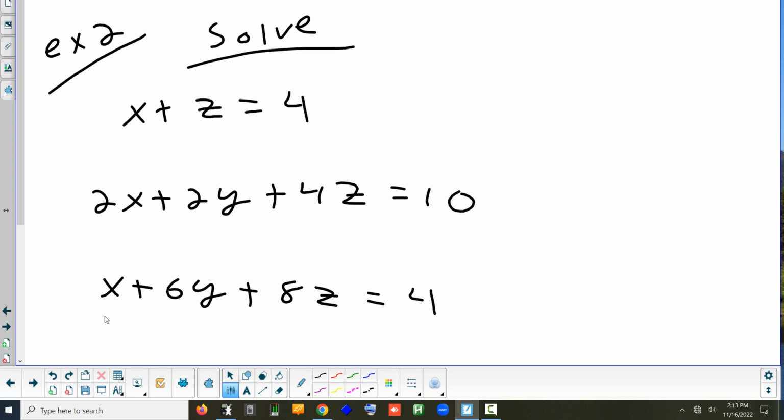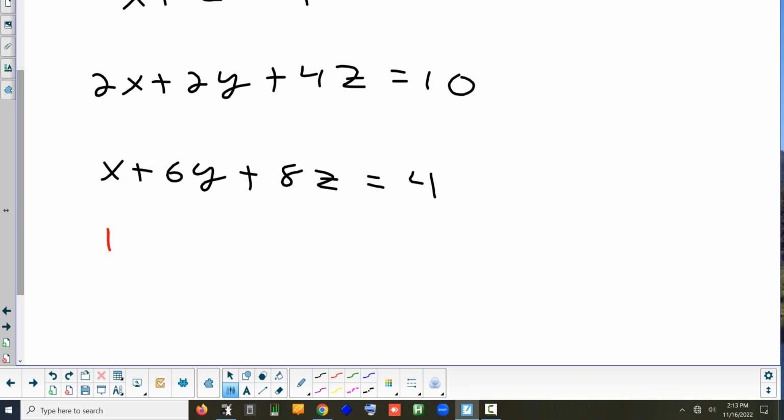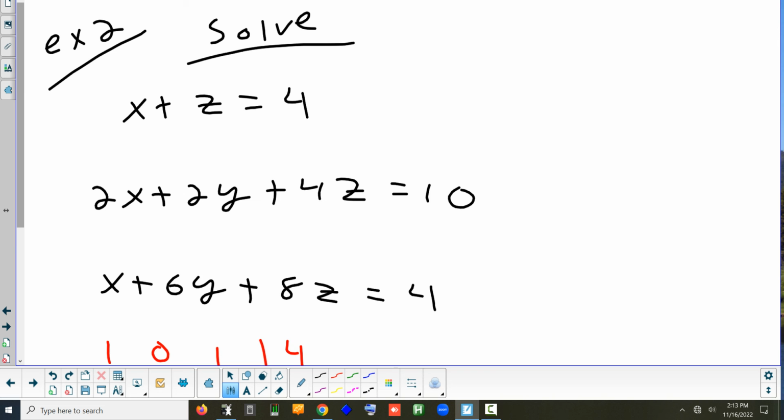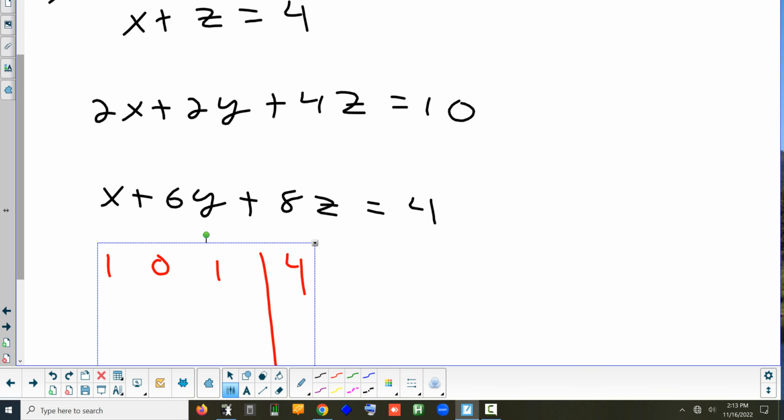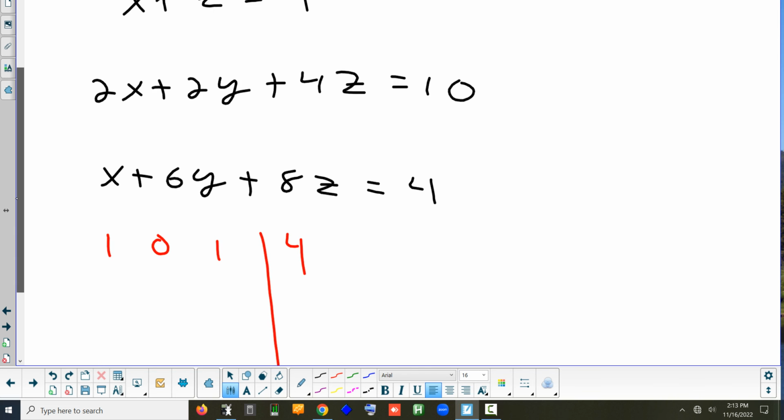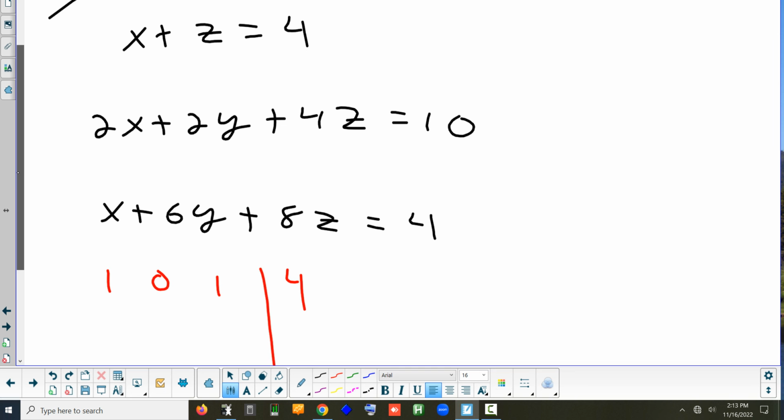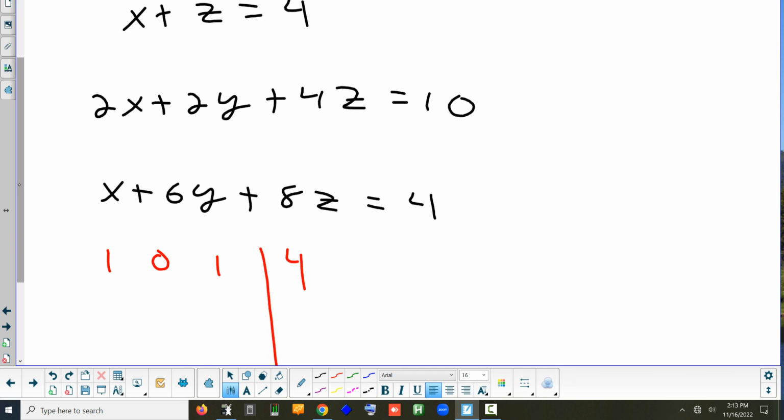What's going to be my top row? Just be careful when you write it. Yep. 1, 0, 1, 4. There's no y. So the fact that this is a 0, that's going to simplify a lot of the arithmetic. Multiplying by 0, that's easy. Okay, so that's good. 1, 0, 1, 4.